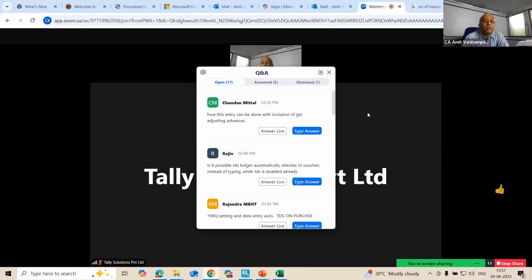Okay, the fourth query is from Chandan Mittal. How can this entry be done with inclusion of GST adjusting advances? This is part of GST activity, Chandan sir. Either I will be conducting it, or Komala madam, who is going to conduct the GST training in a short while.